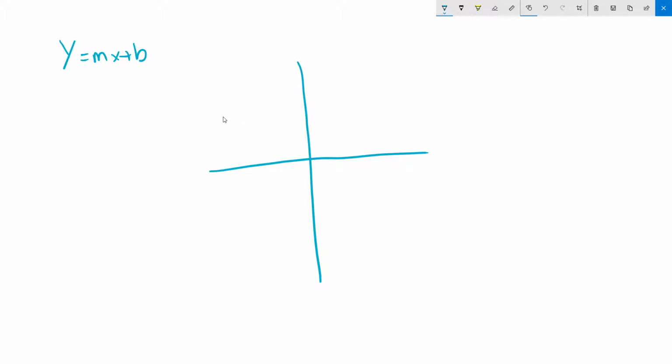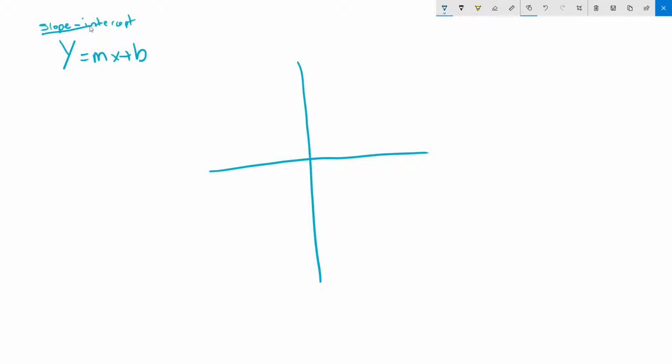Hey guys, so I want to show you how you can graph the equation of a line by just looking at your slope-intercept form, okay? If you recall, this is one of the most iconic equations for a line, so this is called the slope-intercept form.